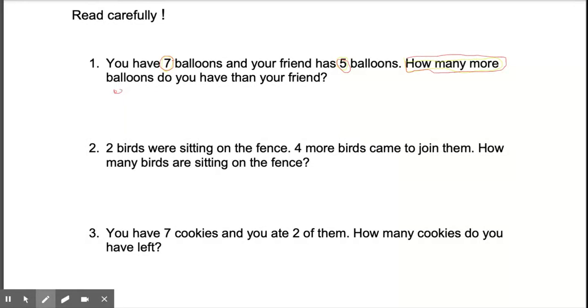So I'm going to say here's 1, 2, 3, 4, 5, 6, 7 balloons. Okay? I'll go ahead and write my number sentence. 7 subtract 5 equals, and then we're going to find our answer.